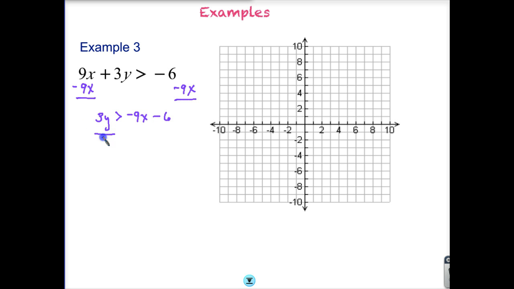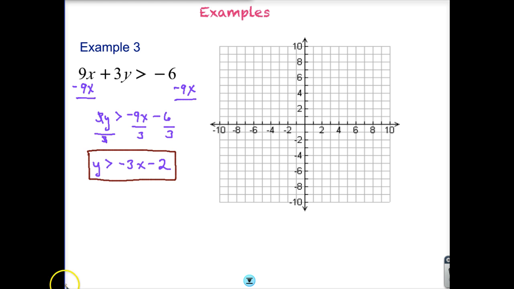Finally, I need to get rid of the 3, so I would need to divide every term by 3. 3 divided by 3 is 1, or 1y, which is greater than negative 9 divided by 3 is negative 3, x minus 2. And this is the equation that I'm going to graph. This is the equation that I'm going to use to help me know where to shade as well.